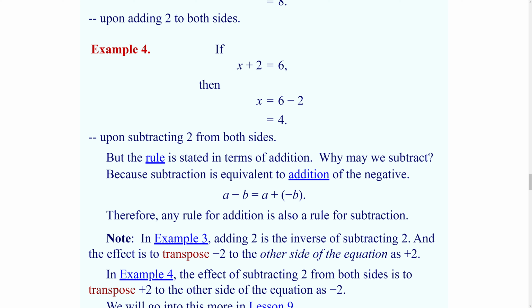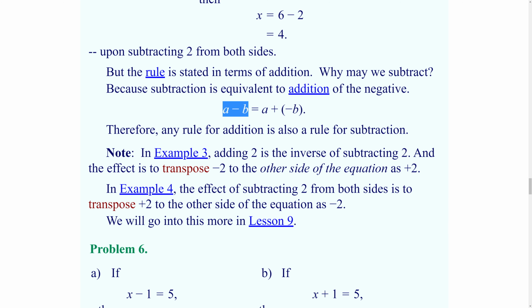So it says the rule is stated in terms of addition. Why may we subtract? Well, if you remember from the past video, subtraction is equivalent to the addition of the negative. So what we have here is a minus b is in actual fact a plus negative b. We are adding a negative to form a subtraction operation. Hope that's clear. Therefore, any rule for addition is also a rule for subtraction.